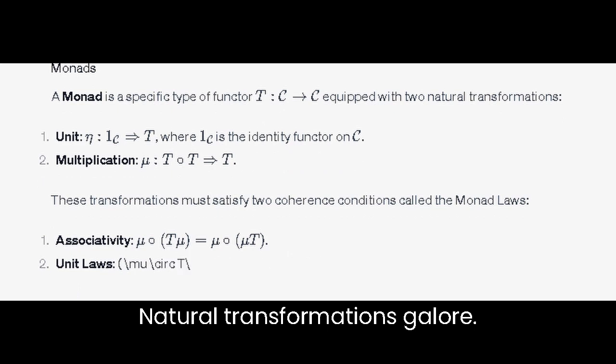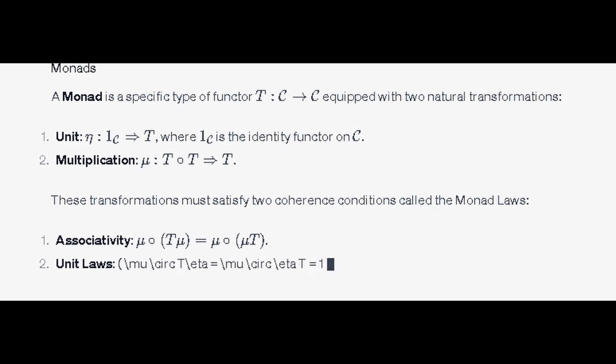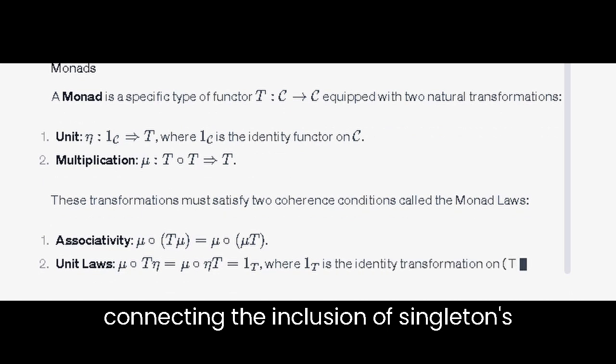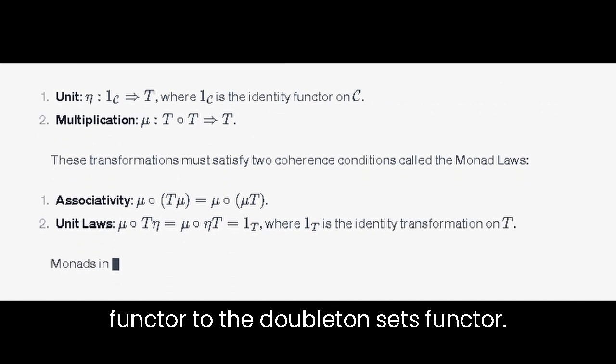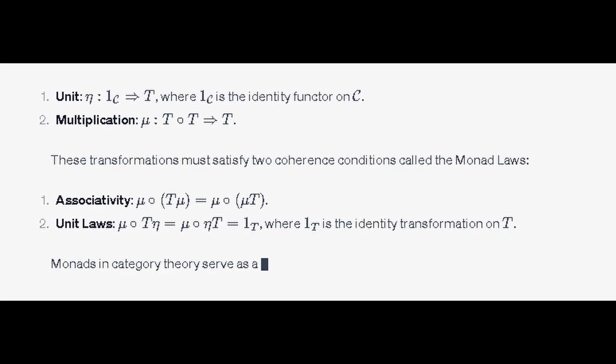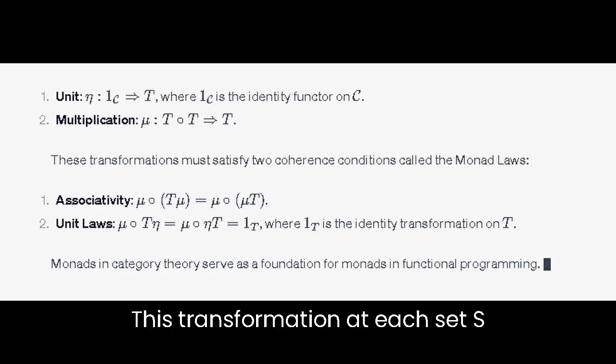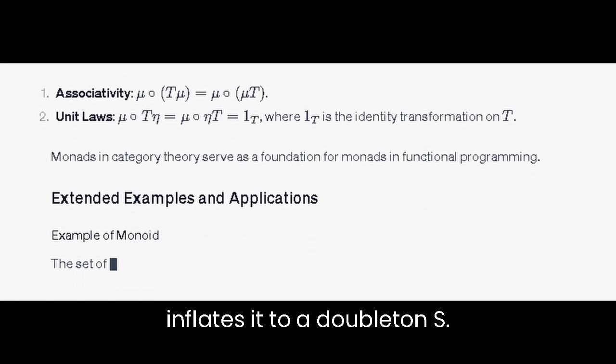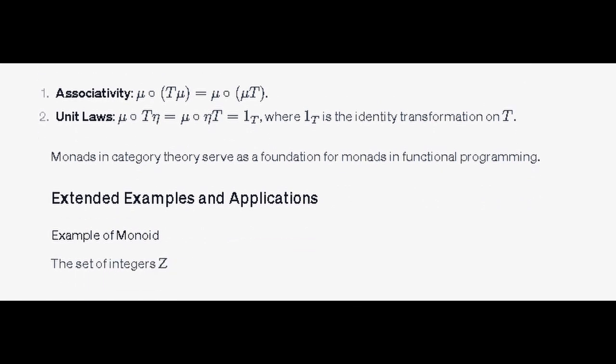Natural transformations galore. There's a natural transformation connecting the inclusion of singletons functor to the doubletons set functor. This transformation at each set S essentially takes each singleton {s} and inflates it to a doubleton {s, s}.